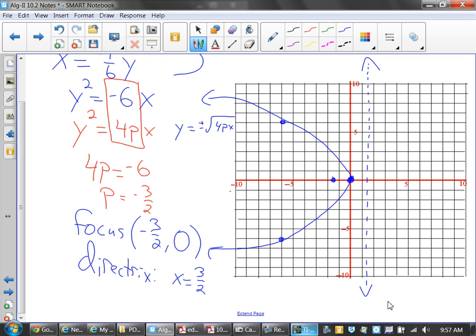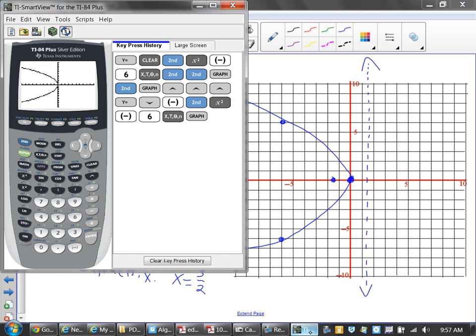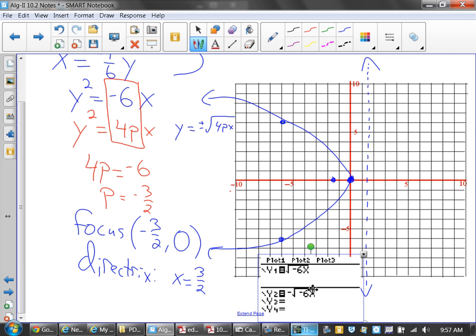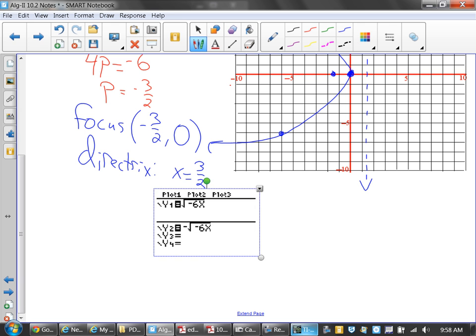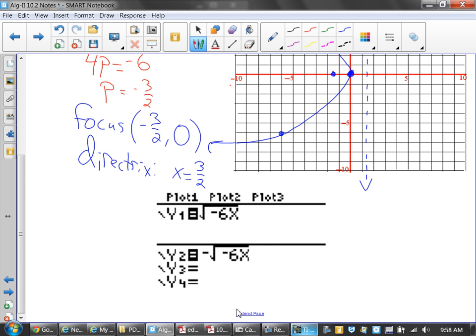They're symmetrical parabolas. Again, all I'm doing on my calculator is, on the y equals, I typed in the positive square root, and I took the negative square root. Because in order to solve for y, you have to take the square root. When you take the square root over an equal sign, it's plus or minus.